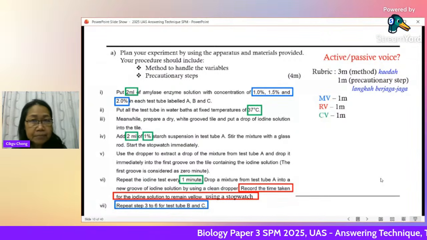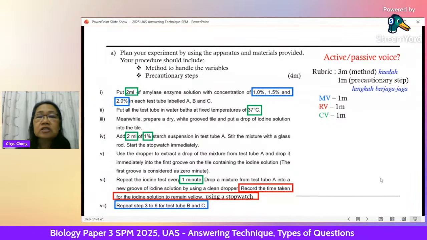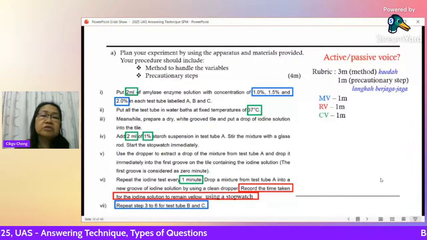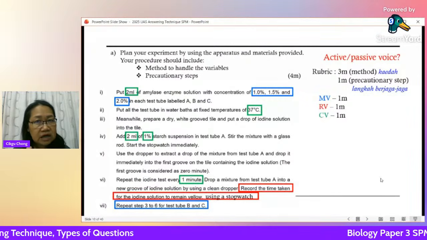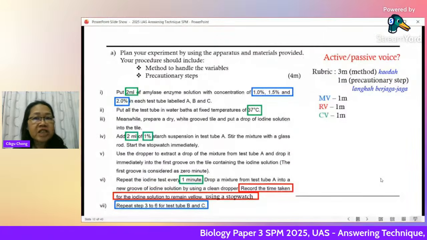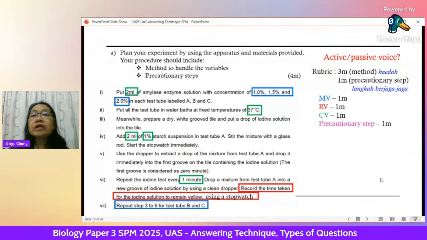In all the 3 samples, A, B, and C, you use the same concentration of starch. You only change the concentration of the enzyme. You keep the concentration of the substrate the same. You can only change one factor in any experiment. You can't change everything. MV, you only 1 minute. Okay, right. Next one, precautionary step.